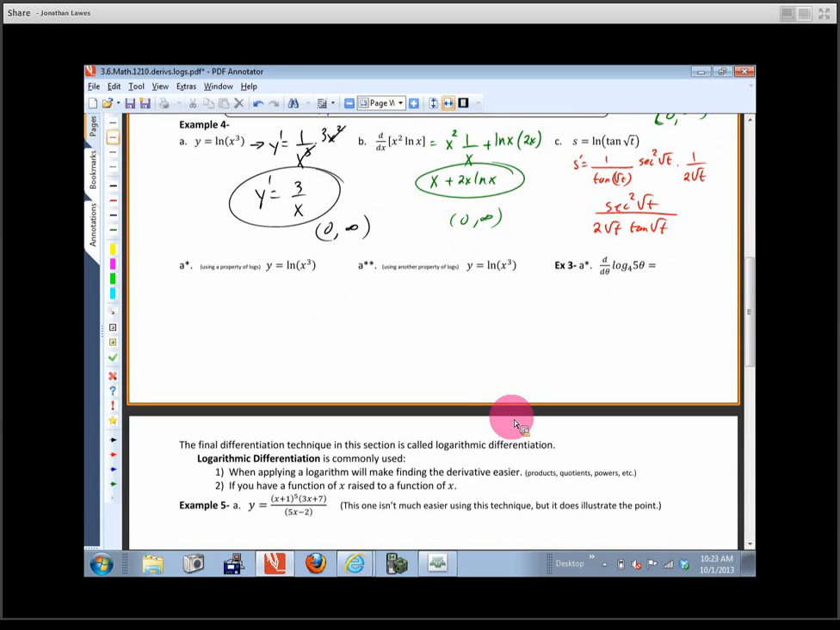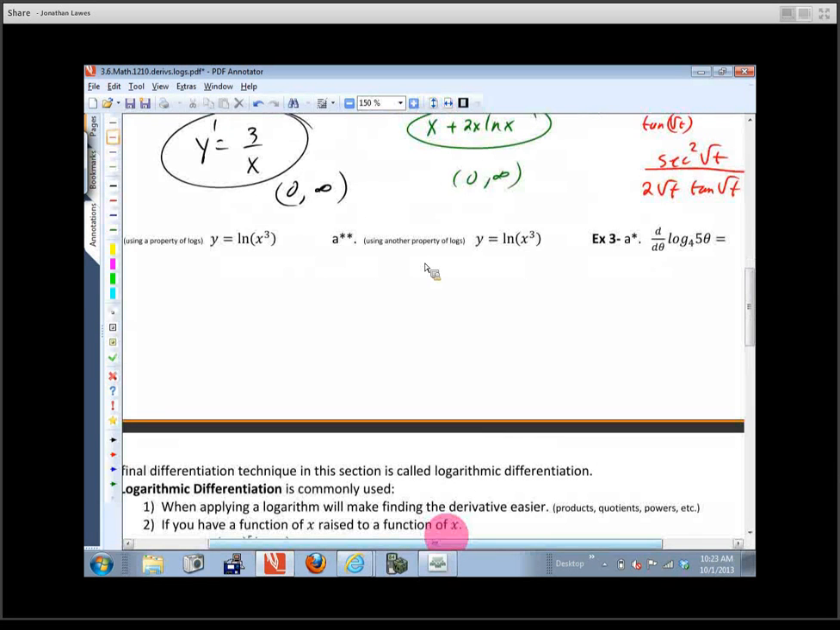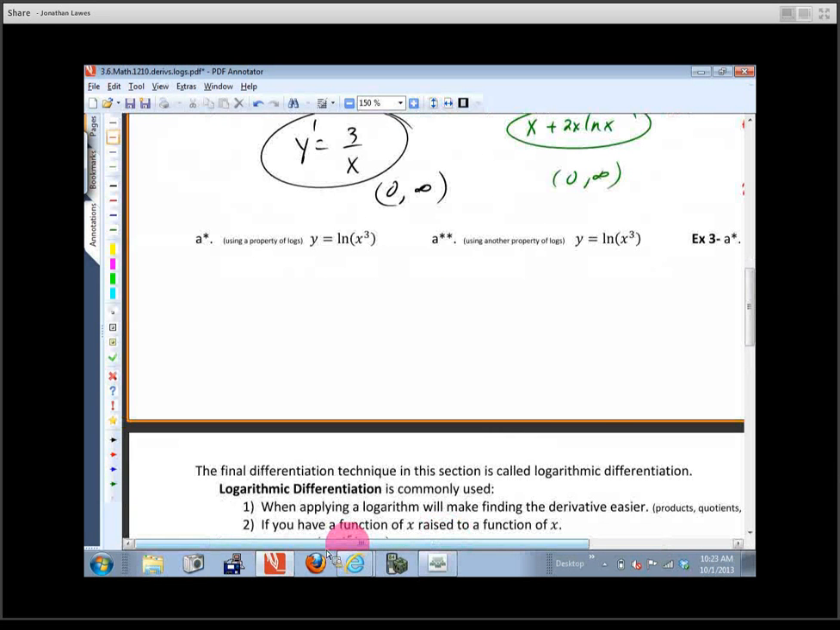All right. So let's take a look at these last couple of problems. And I added these little hints here on these. So I've got an A star and an A double star on this one right here. Let's figure this one out using a property of logarithms. So we're going to do it two different ways.